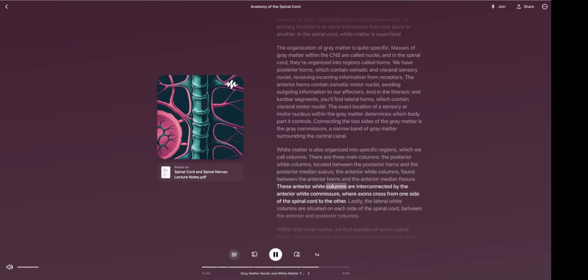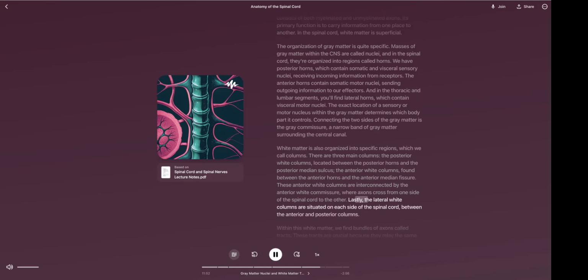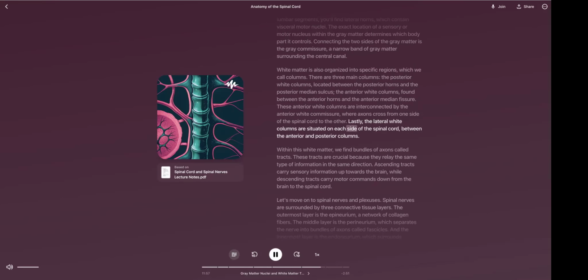These anterior white columns are interconnected by the anterior white commissure, where axons cross from one side of the spinal cord to the other. Lastly, the lateral white columns are situated on each side of the spinal cord between the anterior and posterior columns. Within this white matter, we find bundles of axons called tracts. These tracts are crucial because they relay the same type of information in the same direction. Ascending tracts carry sensory information up towards the brain, while descending tracts carry motor commands down from the brain to the spinal cord.